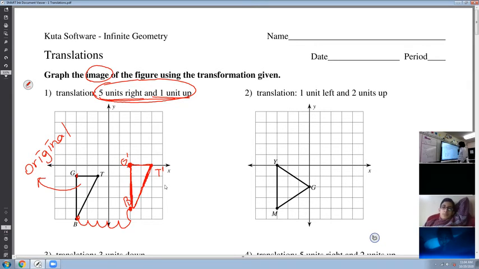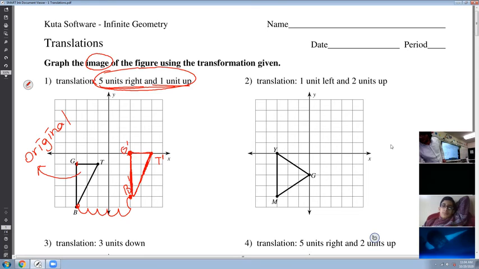The new one. This is the guy's mistake, and I forgot to put B prime. This is B prime, right? Does the translation make sense, guys? Do you think the translation makes sense to you? Yeah. 1 unit left and 2 units up. Makes sense. It is done.